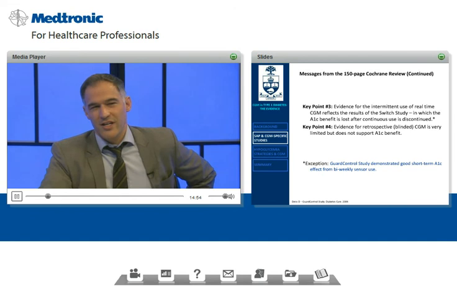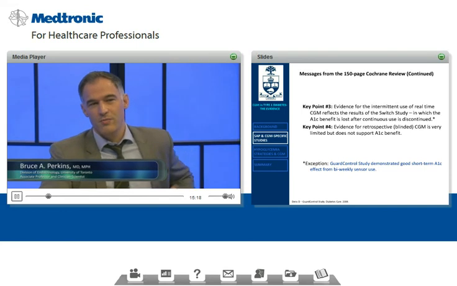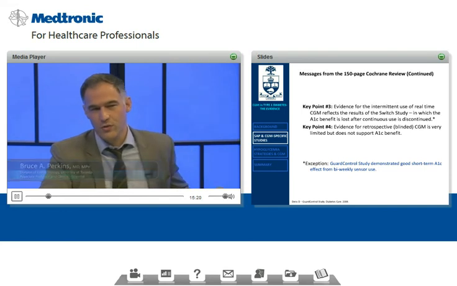And then I'm not getting into these details just to keep things brief, but I'd say the third key point from the Cochrane review was that the evidence for intermittent use of real-time CGM reflects what we saw in the Switch study, where the A1C benefits are lost after continuous use is discontinued. But I'd say there's one exception, and that's the GUARD control study from 2006, where they actually used biweekly sensor use, so 2 weeks on, 2 weeks off, and they had a nice A1C improvement in that study.